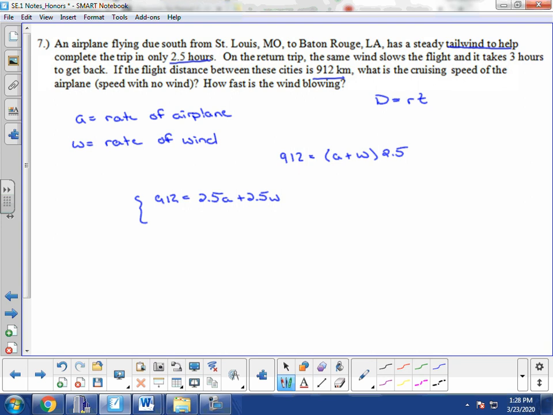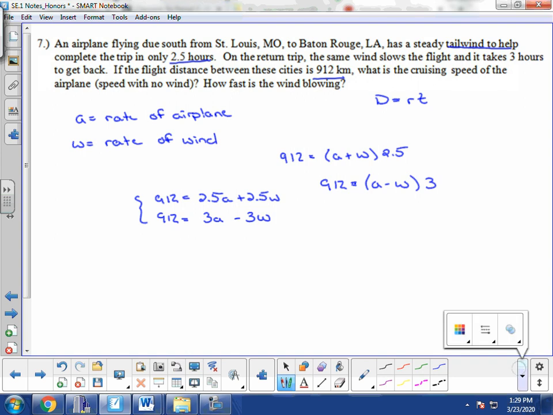Now on the return trip, still 912 miles. But this time, the wind is blowing into the airplane. It's reducing the speed of the airplane. So it's not adding to it, it's taking away. So this would be A minus W times 3. If I simplify this equation, 912 equals 3A minus 3W, and there's my system.